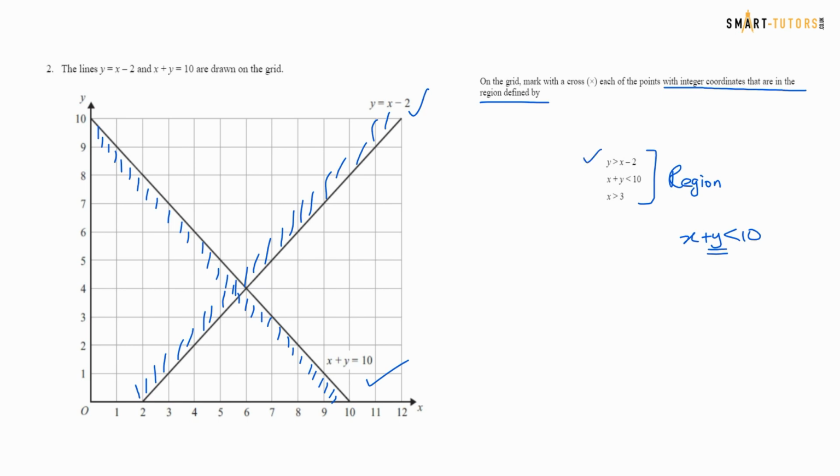Now I have done this, x is greater than 3. So x greater than 3 means this is the straight line. You need to remember x equals 3 is a vertical line passing through coordinate 3. So x greater than 3 means the right hand side, so the shading goes this side. To satisfy all three inequalities, this is the region they are talking about.